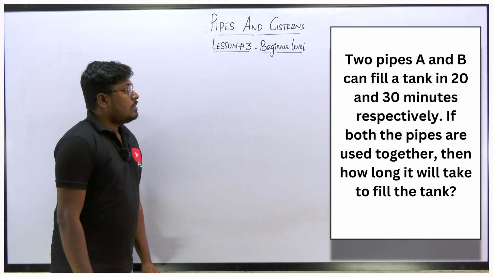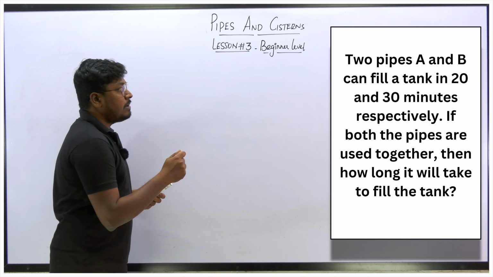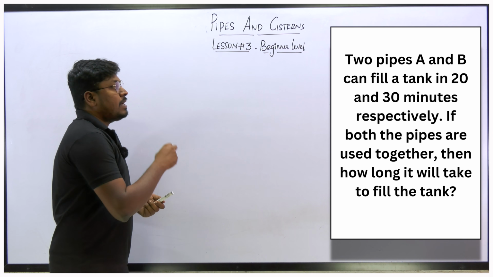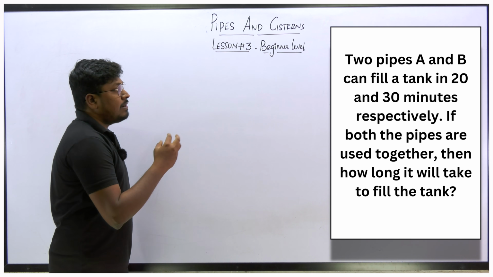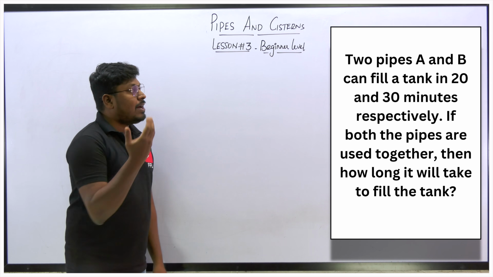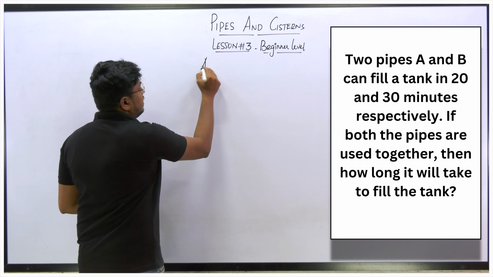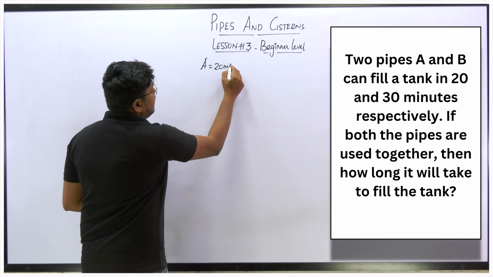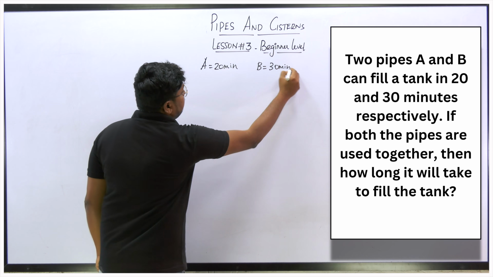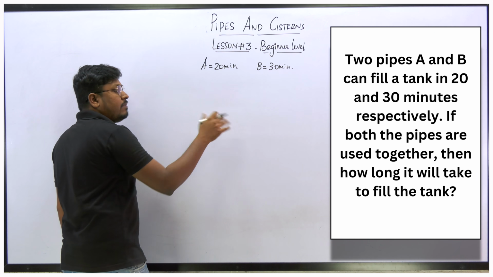First question. Two pipes A and B can fill a tank in 20 minutes and 30 minutes respectively. If both the pipes are used together, then how long will it take to fill the tank? A very basic level question. Just see here, tap A can fill a tank in how many minutes? 20 minutes. Right? Only tap A alone can fill a tank in 20 minutes. Tap B alone can fill a tank in 30 minutes. So if both the taps are open, what is the time required to fill a complete tank?